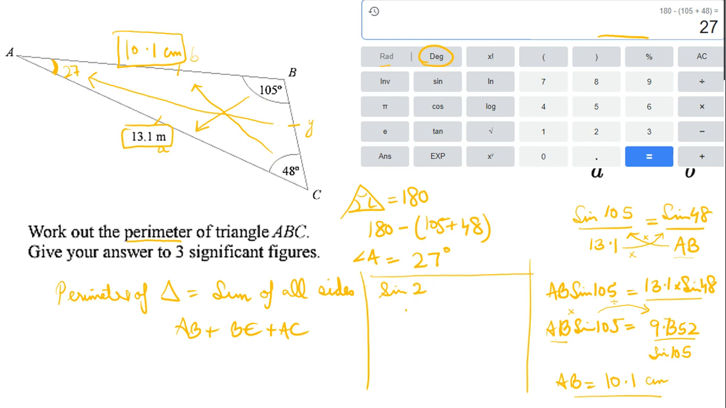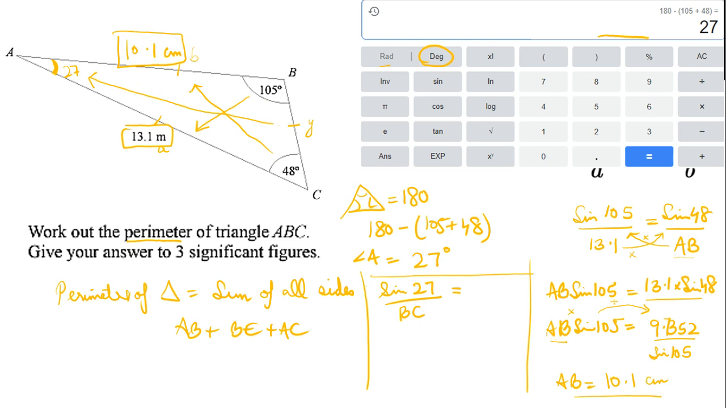So sine 27 over y, or just the length BC, is equal to, now either I could take sine 105 over 13.1, or I could take sine 48 over 10.1. I'm just going to go ahead with 105 and 13.1 because that was the length and angle already given to me. It's kind of safe to go ahead with values that are already given to you, instead of those that you found. Like 10.1, we found it, so maybe it is wrong. Like if you're solving an examination, maybe that first part of your problem is wrong.